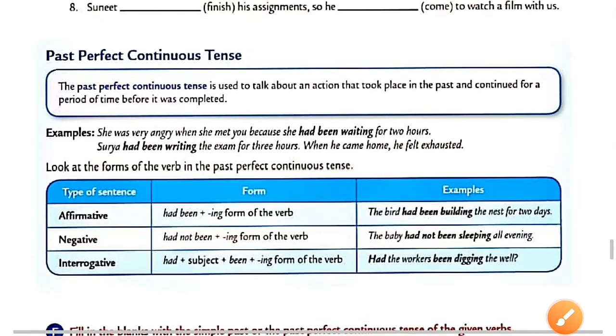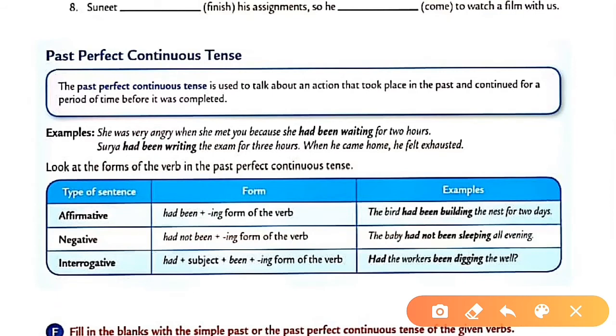Next, past perfect continuous tense. What is past perfect continuous tense? Past perfect continuous tense is used to talk about an action that took place in the past but continued for a period of time before it was completed. Okay, one more time I'm going to explain very clearly.